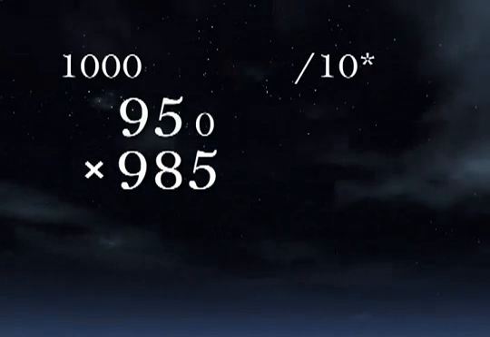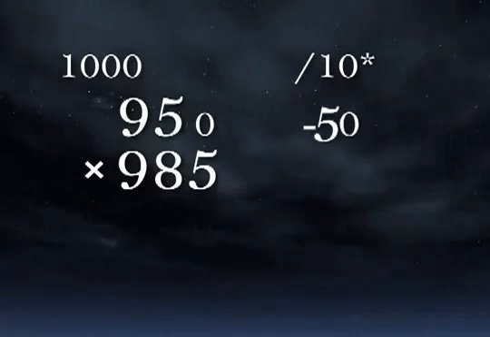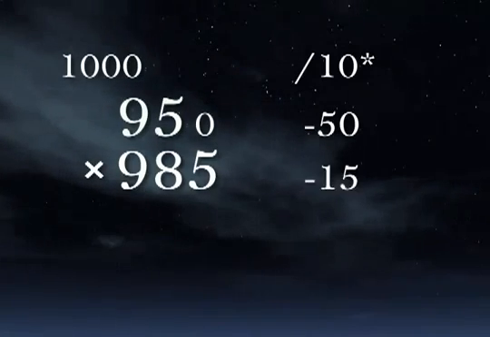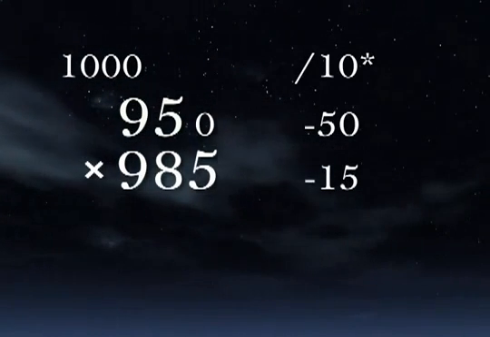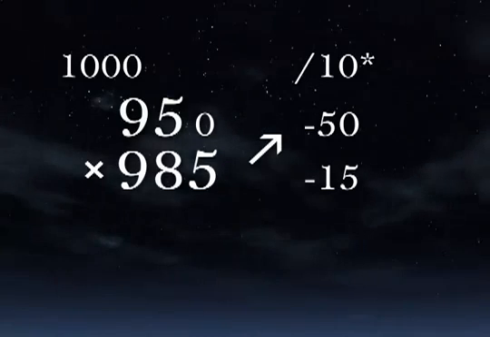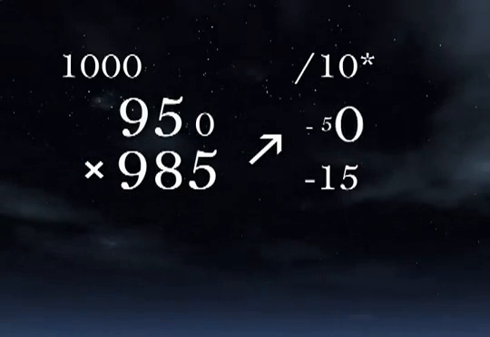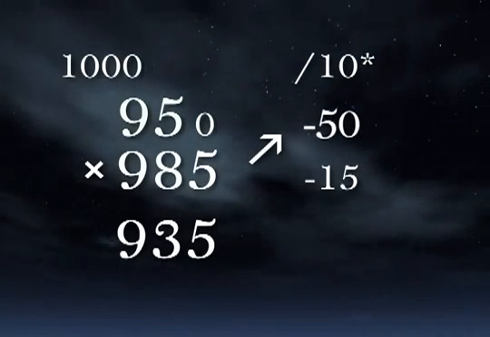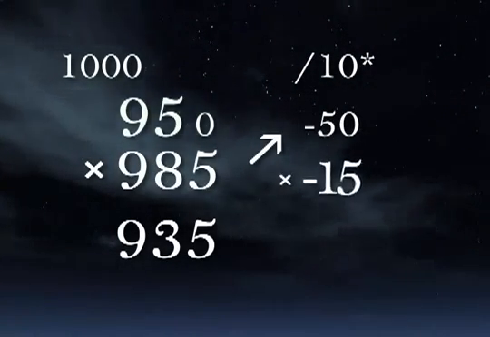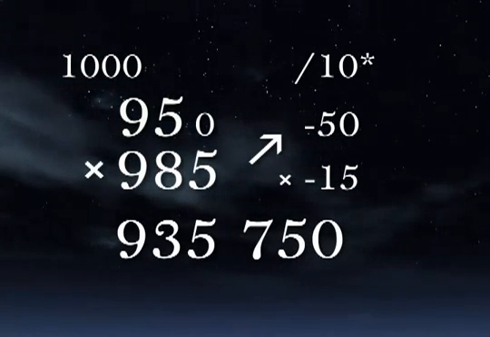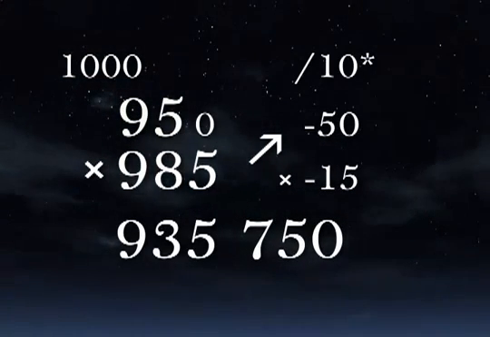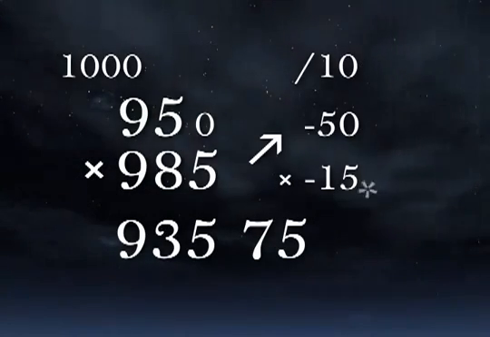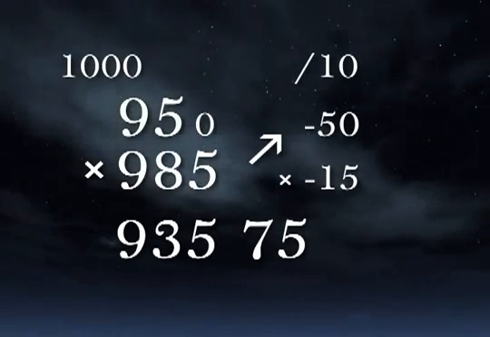950 is 50 less than 1000, so we write negative 50. 985 is 15 less, so we write negative 15. Working crosswise, 985 minus 50 is 935. That's the left side of the answer. Negative 50 times negative 15 is 750. That's the right side. So the gross total is 935,750. Divided by 10, that gives us a final answer of 93,575.